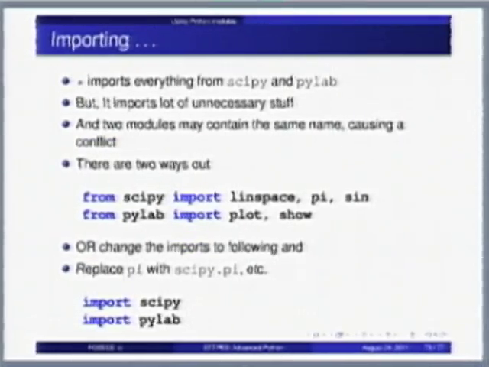Similarly, this is just summarizing what we have discussed. Star imports everything from the modules that you have specified, but it imports a lot of unnecessary stuff. Okay. And sometimes two modules may have the same name and they will overwrite each other. You should be careful. So, one way of doing it is to say from SciPy or whatever, import linspace, pi and sine, or from math import pi, sine, cosine or whatever. Or you just do import math and you do math.pi or math.sine.